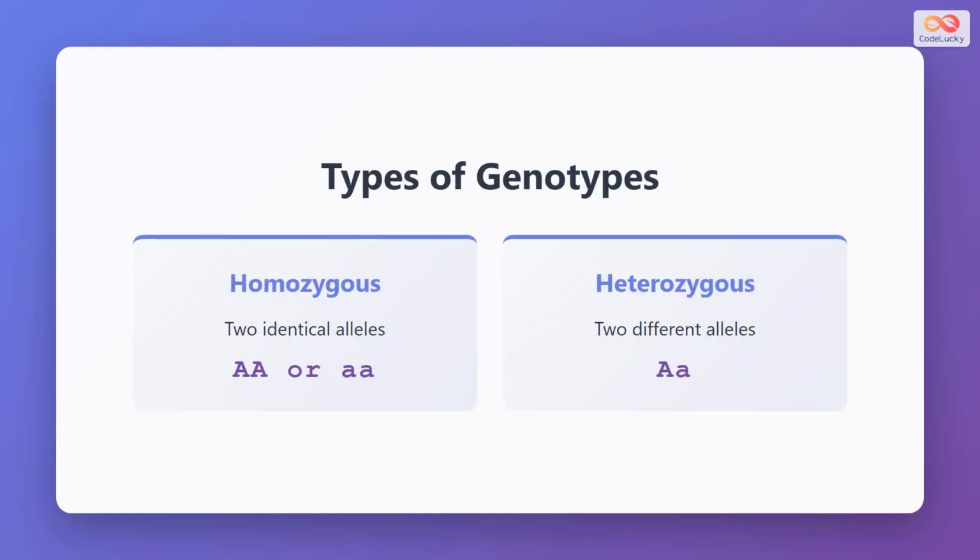There are two main types of genotypes based on the allele combinations. Homozygous genotypes occur when an organism has two identical alleles, represented as AA or lowercase aa. Heterozygous genotypes occur when an organism has two different alleles, represented as A lowercase a. These different combinations lead to different expressions of traits.